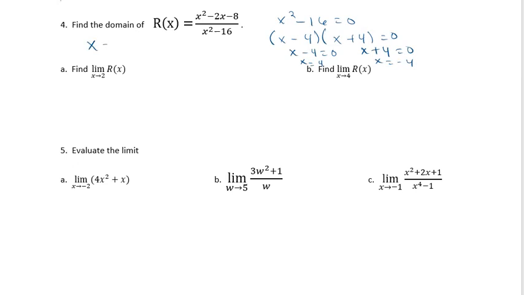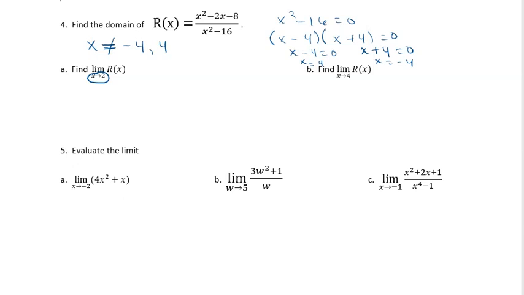So our domain, we're going to say, is everything else. So we're going to say x cannot be negative 4 and 4. So the domain would be all other values. Now let's look at part A. In part A, we're asked to find the limit as x approaches 2. 2 is in our domain. So that means our function is continuous at 2, so we can use direct substitution.